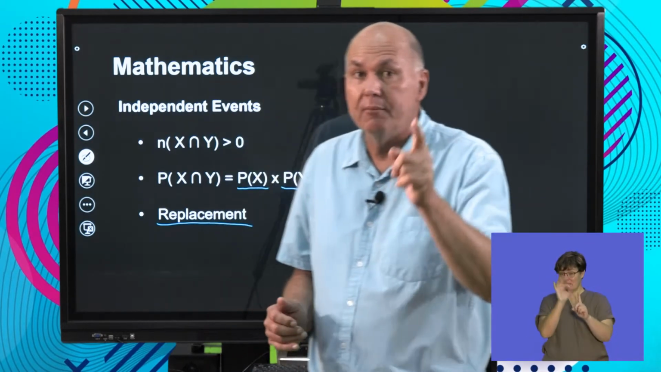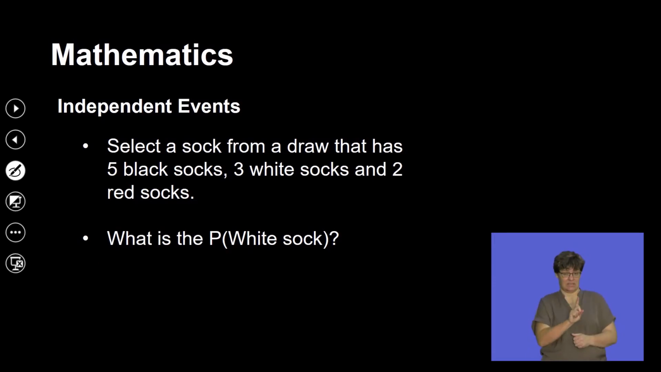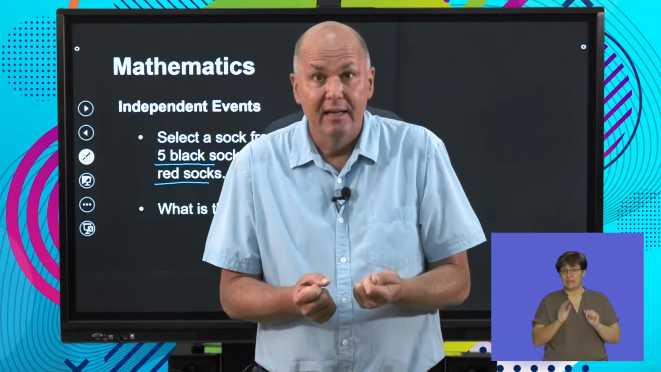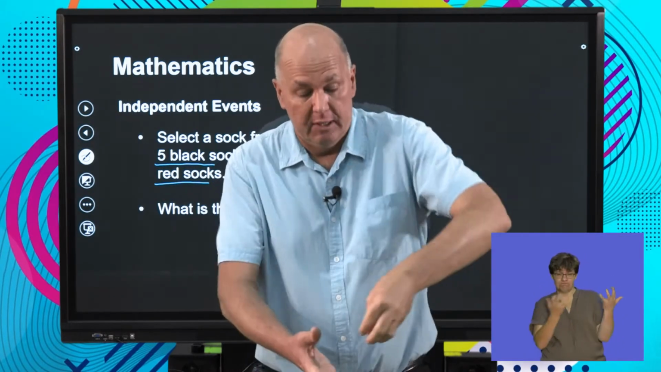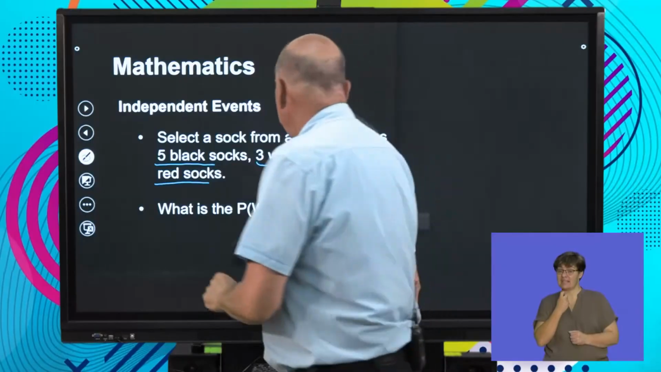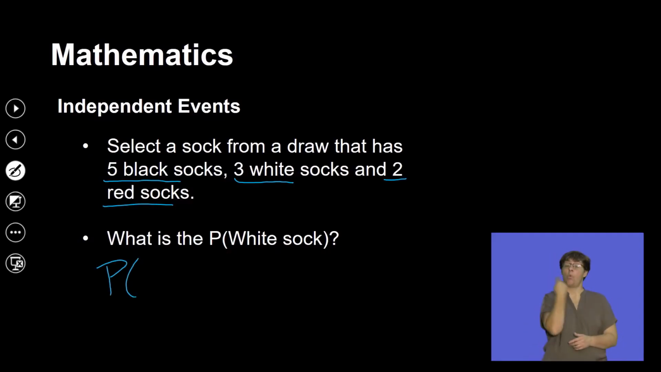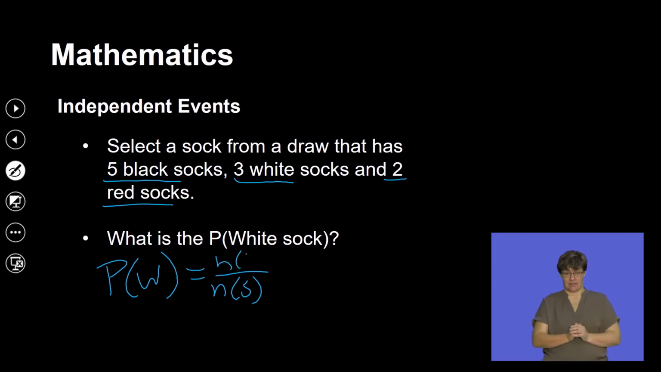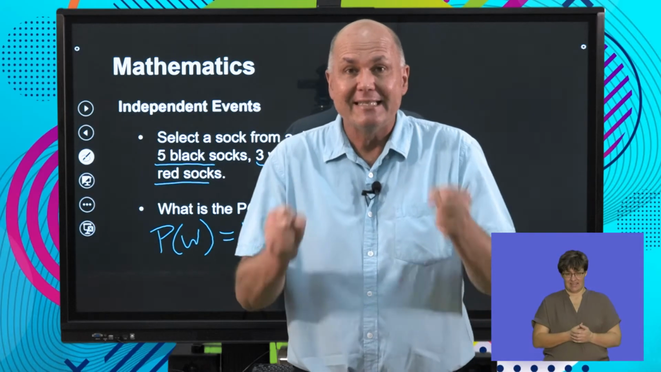Let's be specific and let's use an example to illustrate this. So we're told that in this drawer, we are going to select some socks. And in the drawer, there are 5 black socks, there are 3 white socks, and 2 red socks. Now, you recognize that the total number of socks in the drawer is 10. If we were to select randomly and wanted to know the probability of the white sock, we know that the number in the sample is 10. The number of white socks is 3, so it's going to be 3 out of 10, which is a probability of 0.3. Now, that would be fine, and we recognize that's one event.